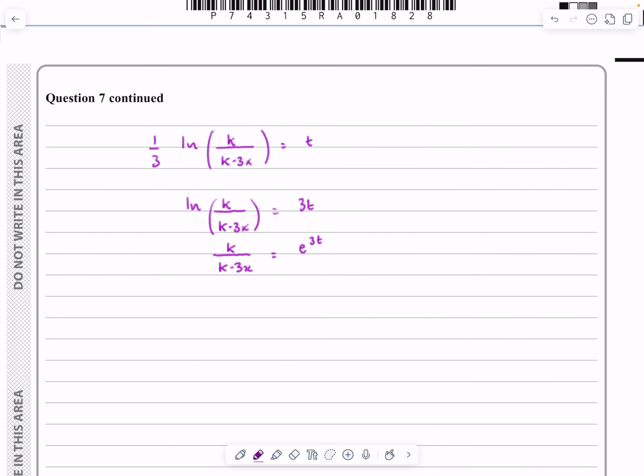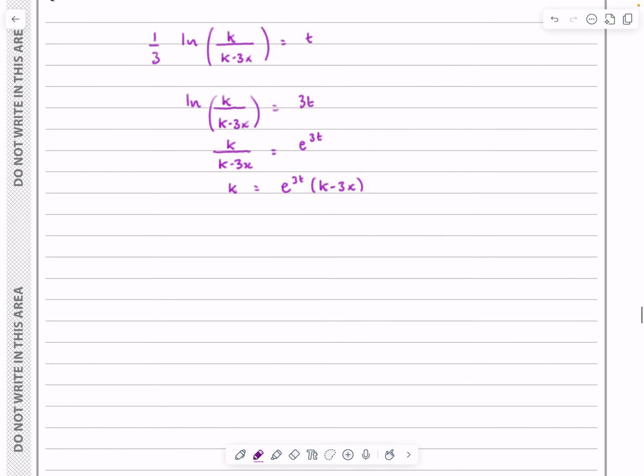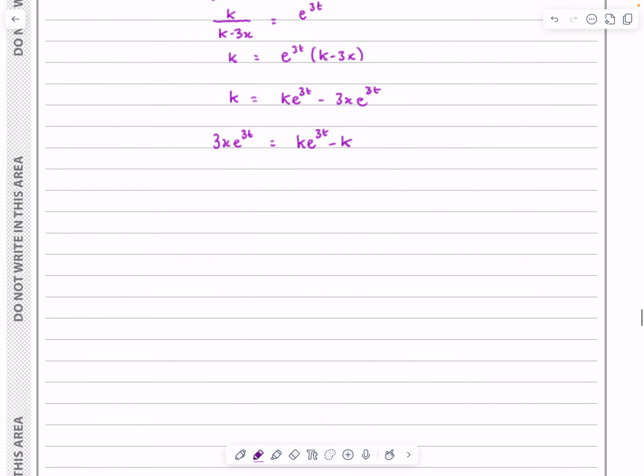So if I've got that situation, multiply everything by k minus 3x, which gives me e to the 3t times k minus 3x. So I'm going to get k equals k e to the 3t minus 3x e to the 3t. And remember, still, I'm trying to get x equals from this. So I'm actually going to take that over to the other side. The 3x e to the 3t is going to be equal to k e to the 3t minus k, like that. And then divide everything by 3e to the 3t.